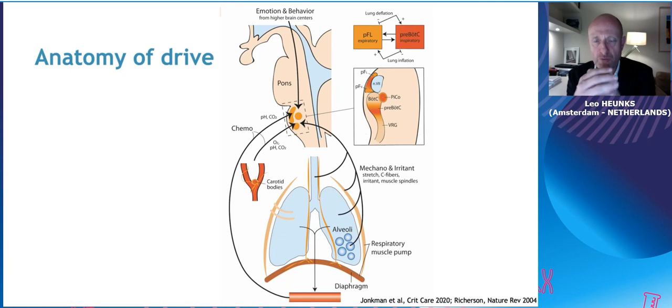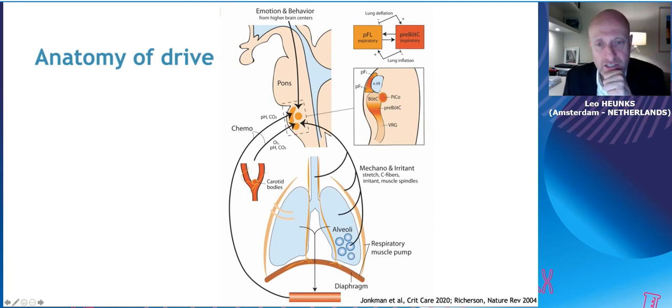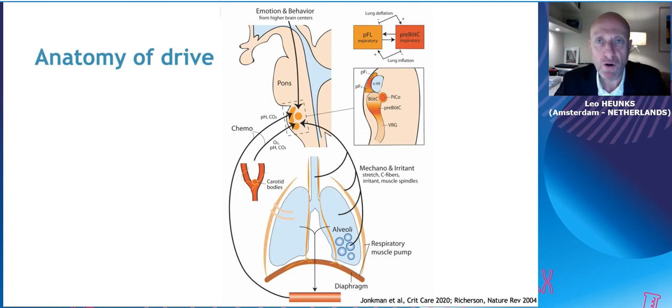There are actually three major pathways that affect the activity of the respiratory centers. The most important one is the chemoreceptors, which are sensitive to changes in pH in arterial blood, or more precisely, in cerebrospinal fluid. A little decrease in pH has a very strong influence on the activity of the respiratory centers.